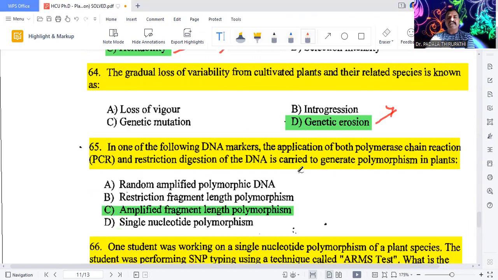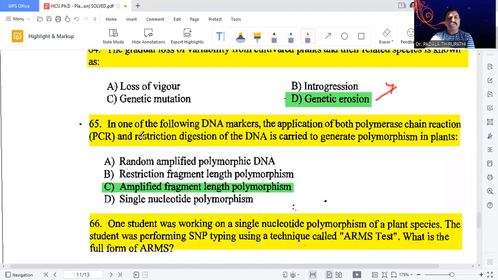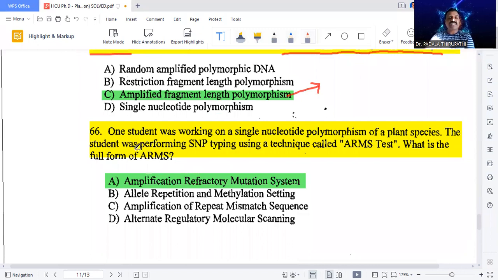Genetic erosion. And the 65th question. Which of the following DNA markers involves the application of both polymerase chain reaction, that is PCR, discovered by Kary Mullis, and a restriction digestion of the DNA to generate polymorphism in plants? That is amplified fragment length polymorphism.